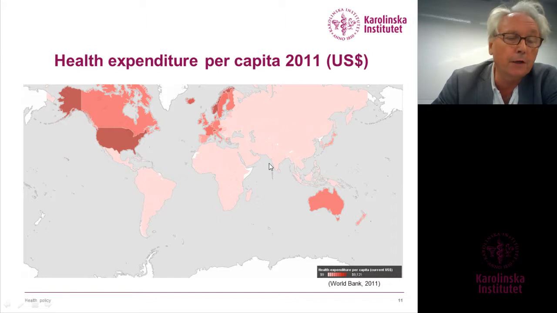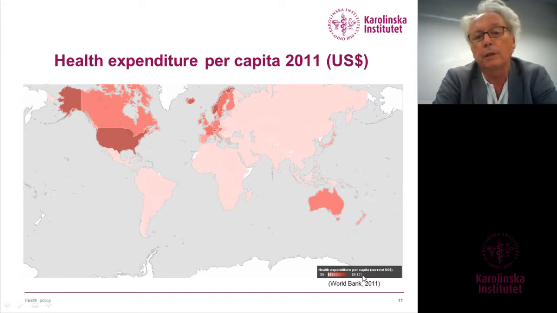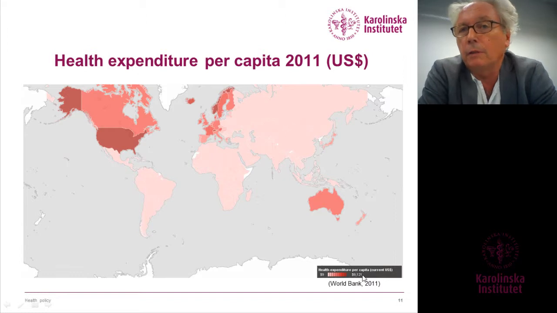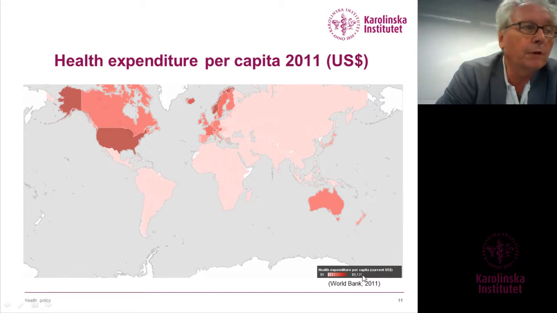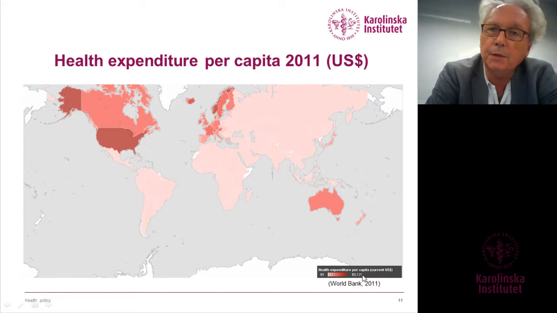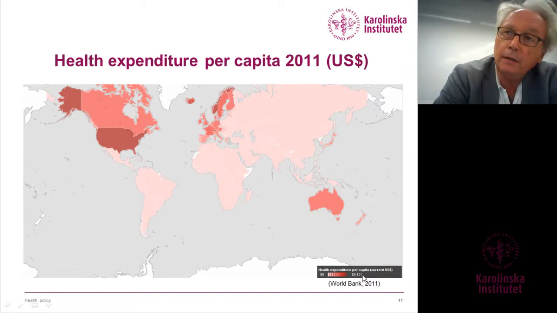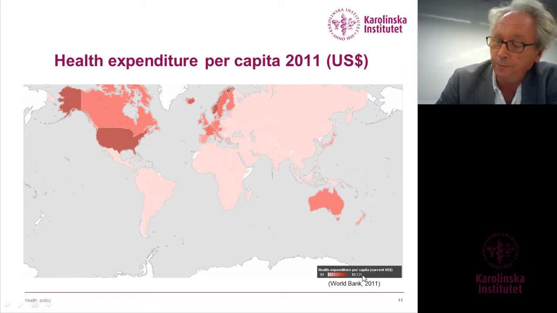So what are the financial resources? And here you can see it's a completely reverse picture. This is health expenditure per capita. We don't need to go into details, but just note that there are hundredfold differences between countries such as some of the sub-Saharan ones and my own country, Sweden.